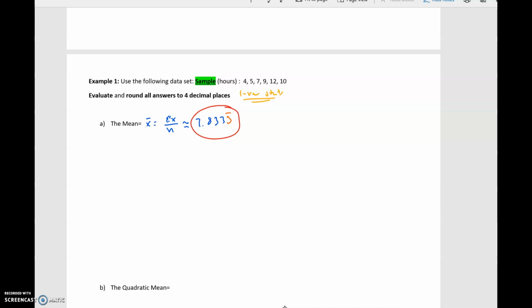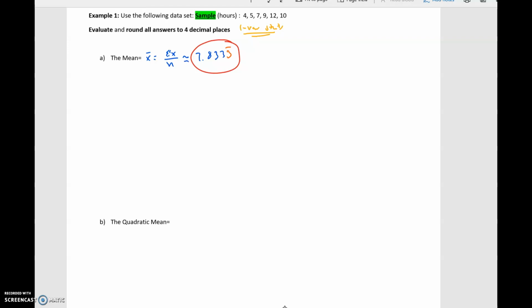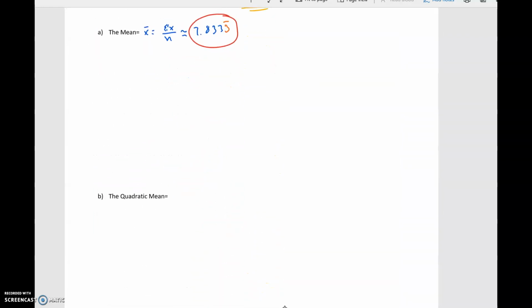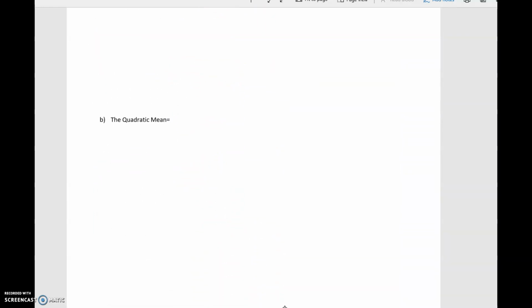Now, let's take a look at a different type of mean. This is the quadratic mean. Now, your quadratic mean, and let me go to this one, it's actually given by the following formula. It gives you the square root of the sum of the x squares divided by n. So this one, there's unfortunately no shortcuts. So we would say that this is equal to the square root of the sum of the x squares divided by n.